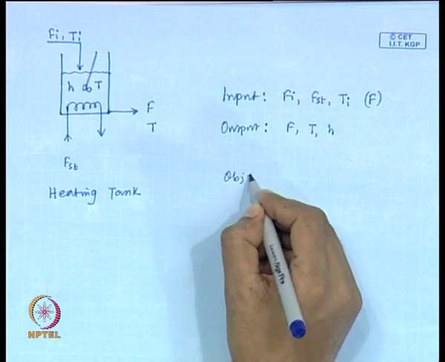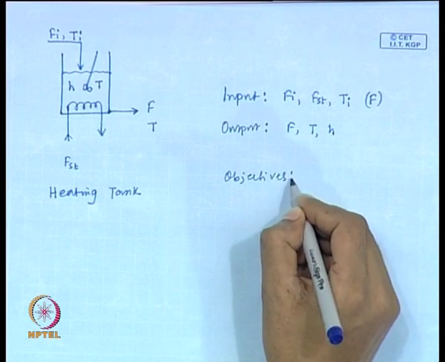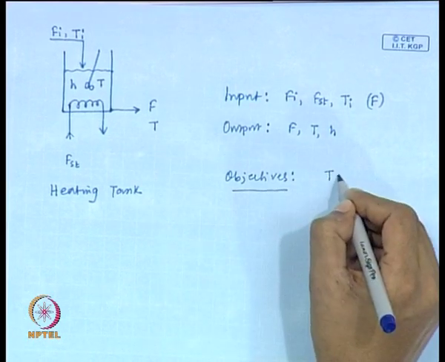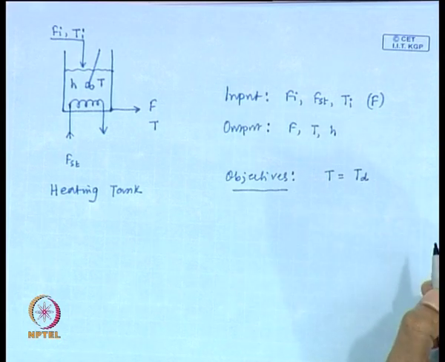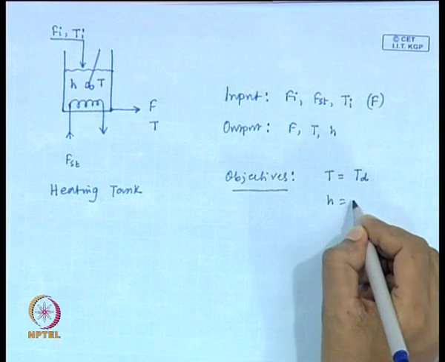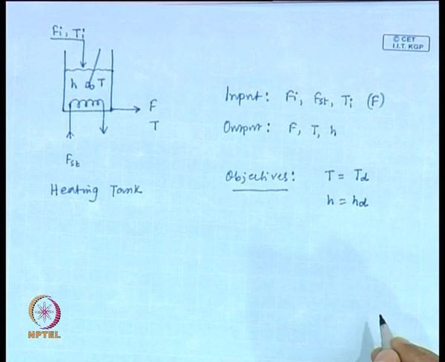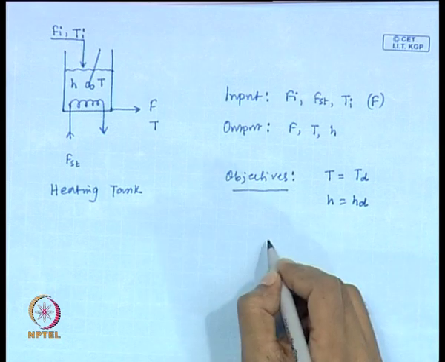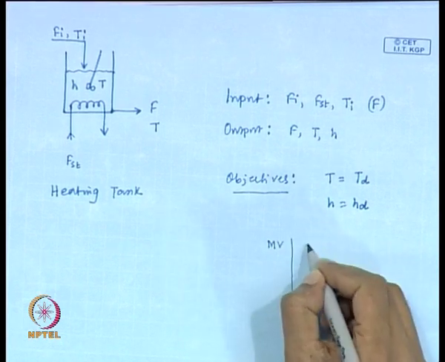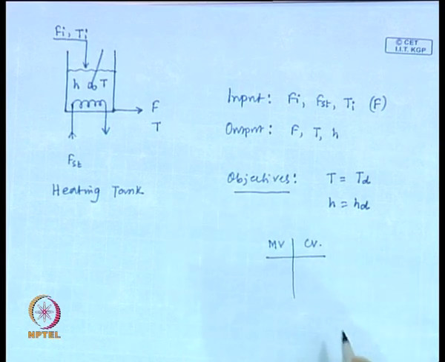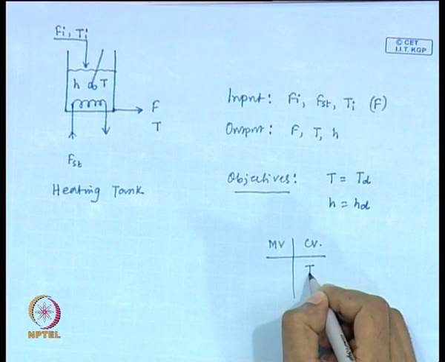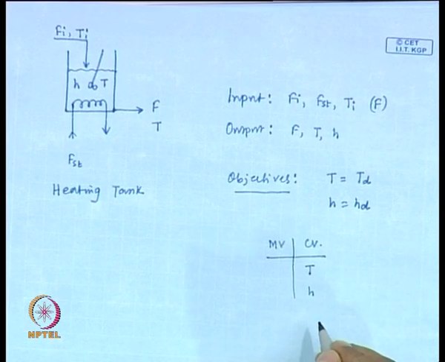We have mentioned the objective of this process. First objective is to maintain T at its desired value, and second is we need to maintain height at its desired value. Can you make the control pairs, I mean the manipulated variable and corresponding control variable pairs? So, one control variable is temperature, because that is our objective. Second control variable is height.